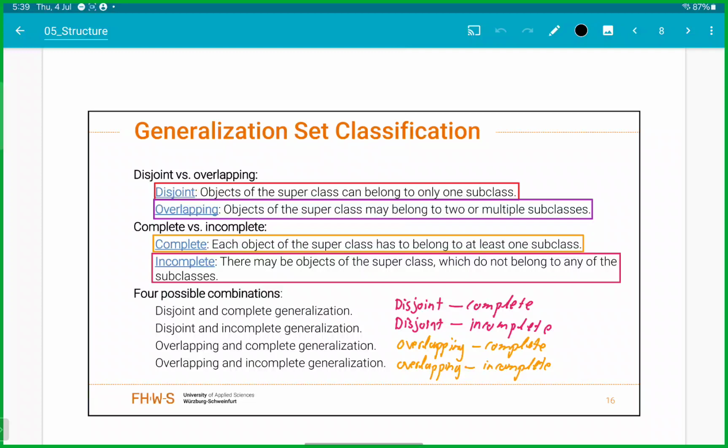So you have four scenarios: disjoint and complete, disjoint and incomplete, overlapping and complete, overlapping and incomplete. Do not confuse between disjoint and overlapping. There is no such thing as disjoint and overlapping, or disjoint and non-overlapping. There's no such thing. Don't confuse yourself.